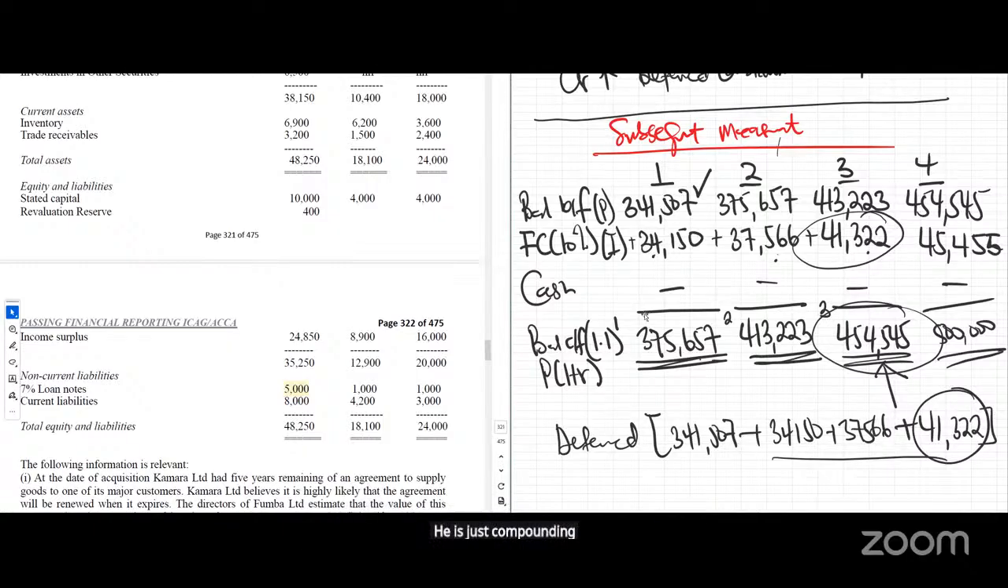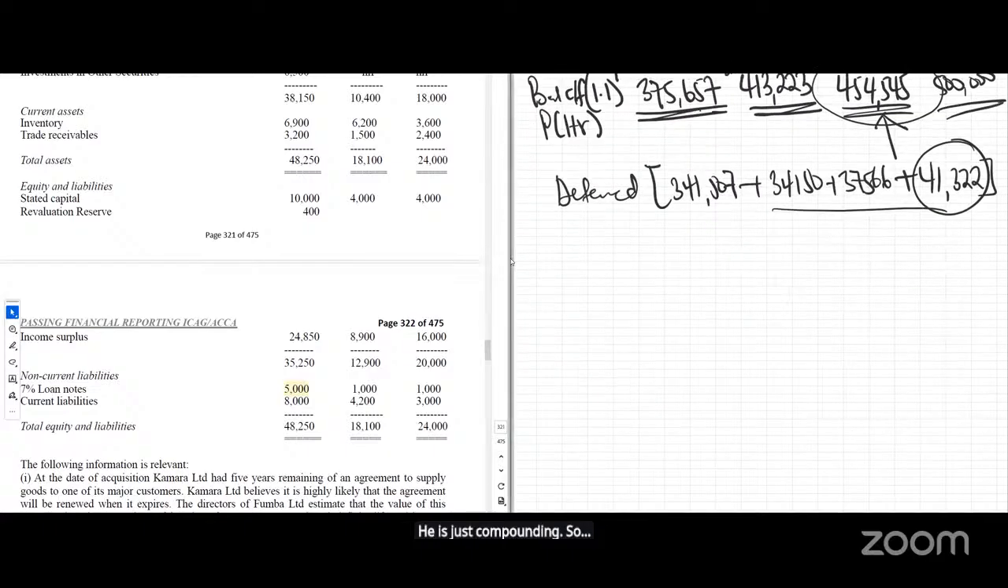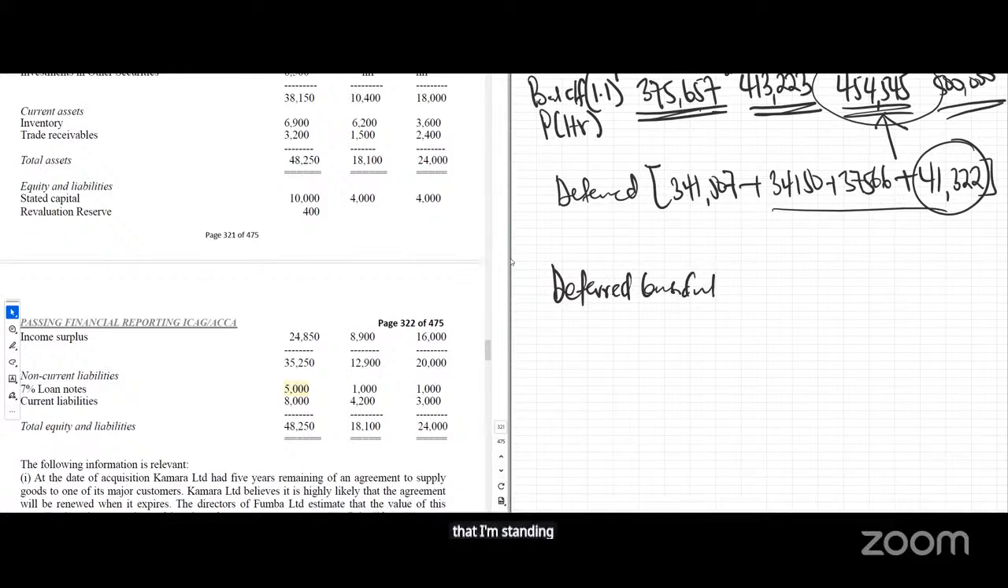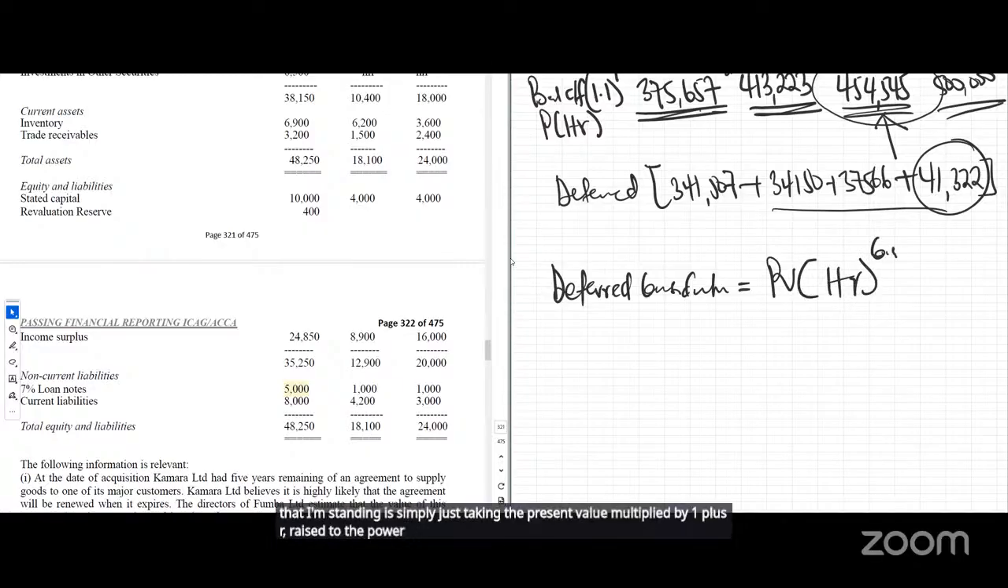So, in simple terms, if I want the deferred consideration for any year that I'm standing in, it is simply the present value multiplied by 1 plus R raised to the power of the consolidation year, the year in which I'm standing. That's all.